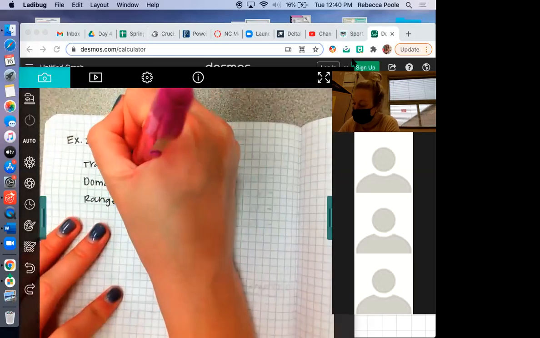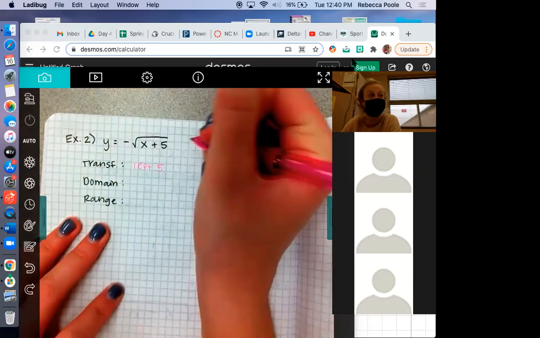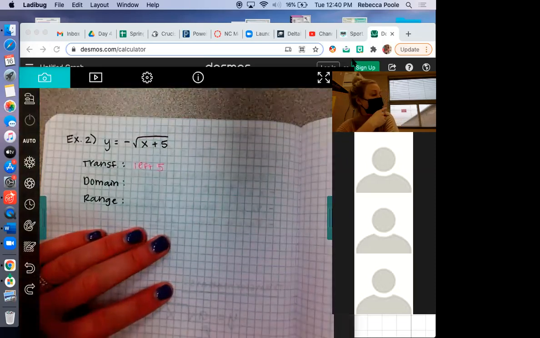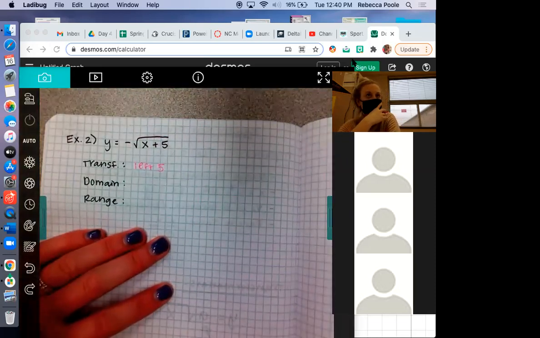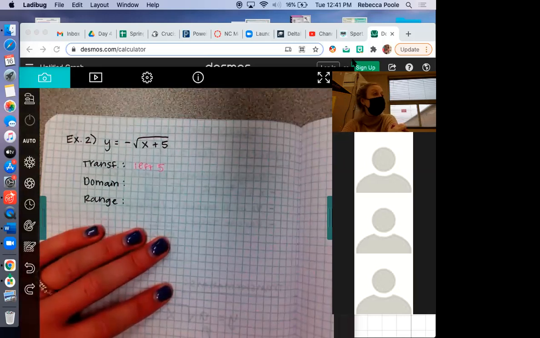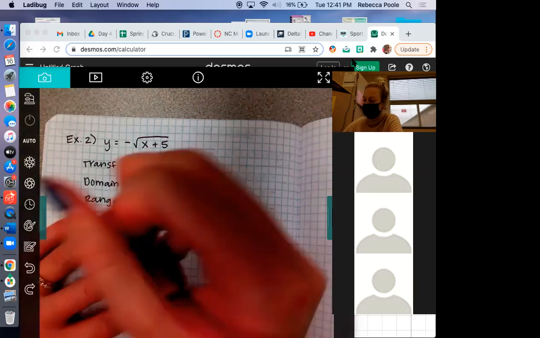Left 5, very good. It is shifted left 5. So it's not going to start at 0, 0 anymore. Where's it going to start? Negative 5, 0. Very good, Sean, because we moved it left 5. Good, good, Henry. So it goes left 5. What other transformation do y'all see?